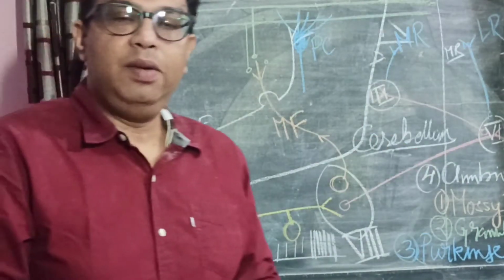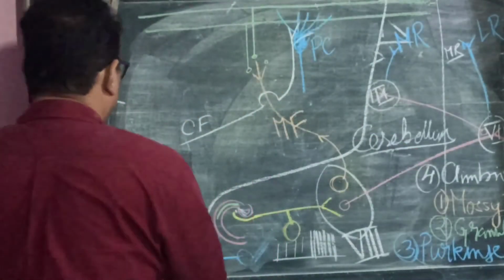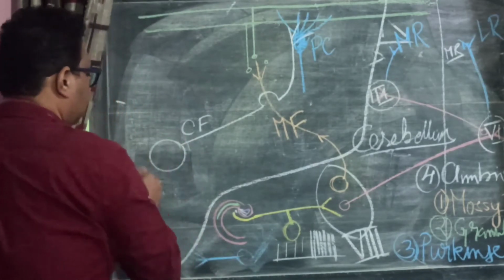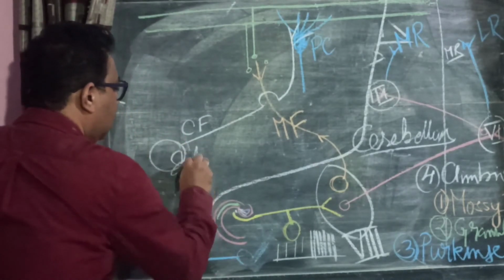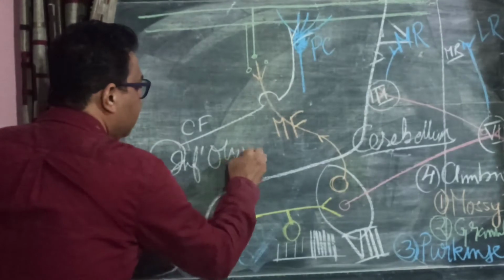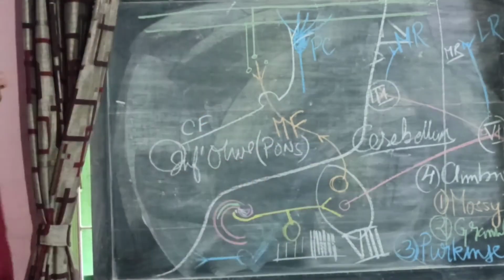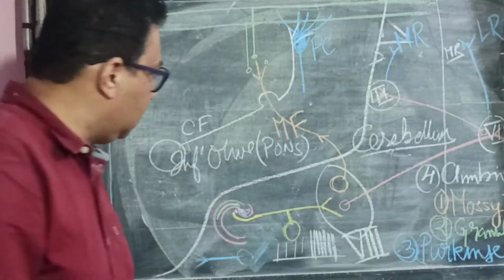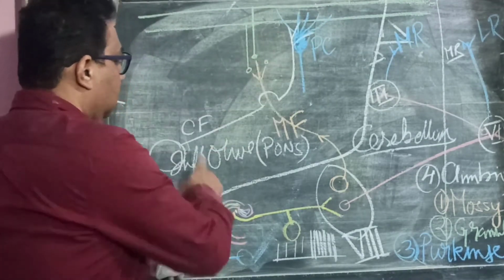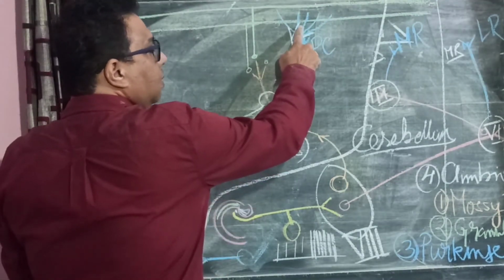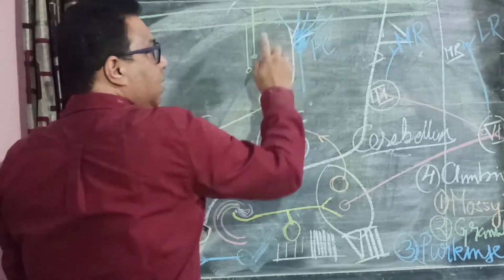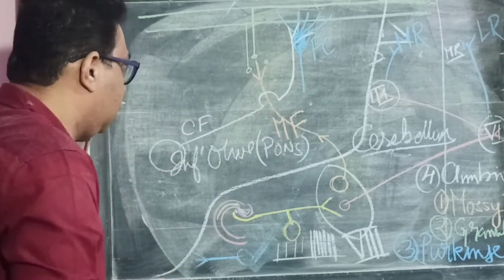Where do the climbing fibers come from? They come from the inferior olive in the pons. So climbing fibers will be quite adjacent to the Purkinje cells.